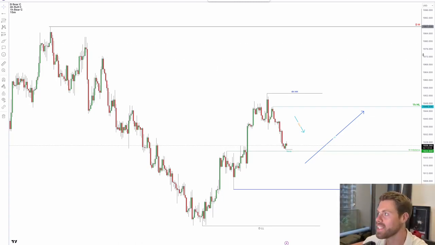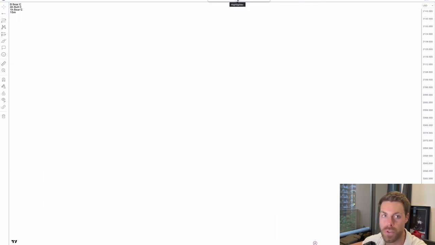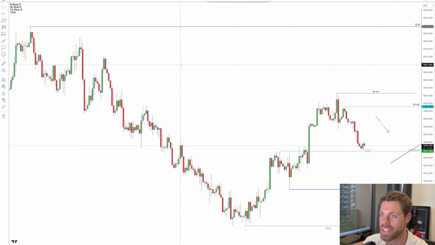First of all, before we get into the markets, I want to answer a couple quick questions. The first one is how to actually identify areas of imbalance. And this is actually quite easy.